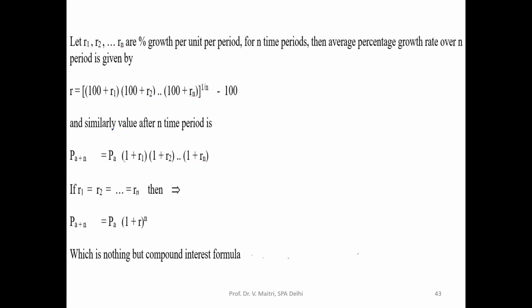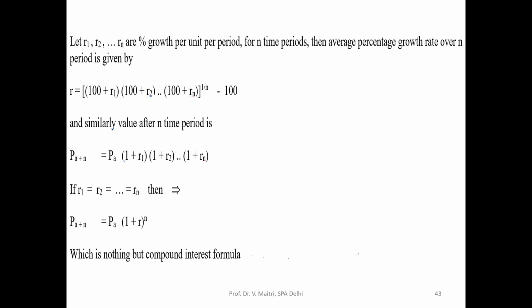Next, let R1, R2, ..., Rn be the percentage growth rates per unit per period. For n time periods, the average percentage growth rate over n periods is given by [(100 plus R1) multiplied by (100 plus R2) and so on, multiplied by (100 plus Rn)] raised to the power 1 by n, minus 100. Similarly, the value after n time periods, P(a plus n), is given by the formula Pa into (1 plus R1) multiplied by (1 plus R2) and so on, multiplied by (1 plus Rn).